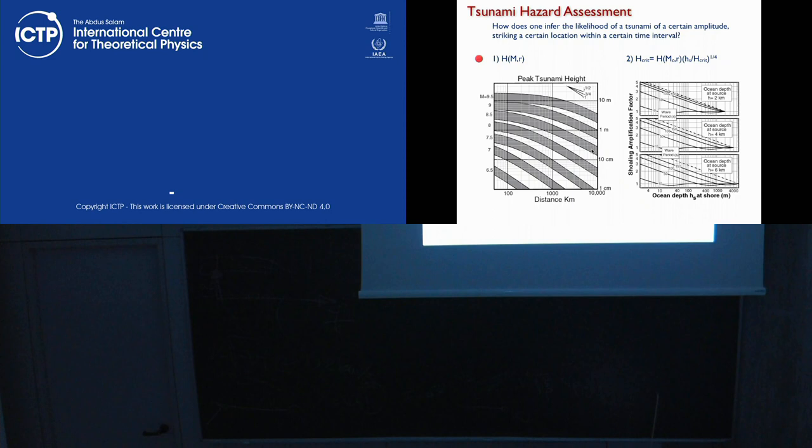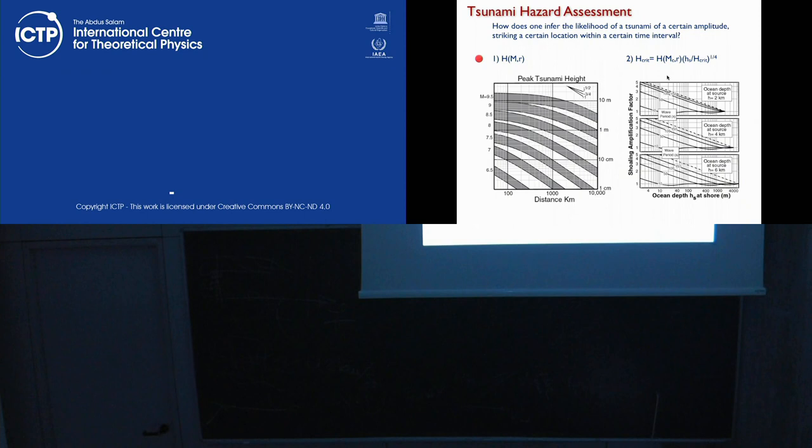With simple modeling, you can produce these ones. These are bands. Okay, step number one. You can predict a height, roughly, given a magnitude and the distance. What you can do next is to predict the shoaling effect at the seashore, so the amplification, the site effects, if you want, in knowing the depth at the source and the depth of the water at the shore. And you can amplify your height due to the shoaling effect.